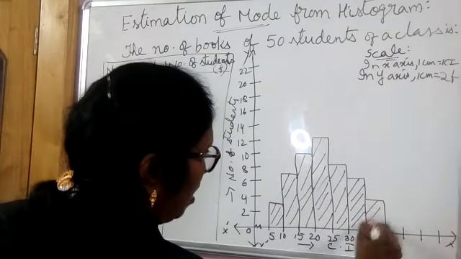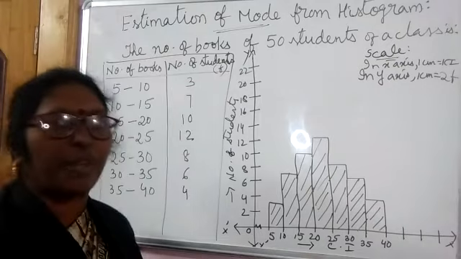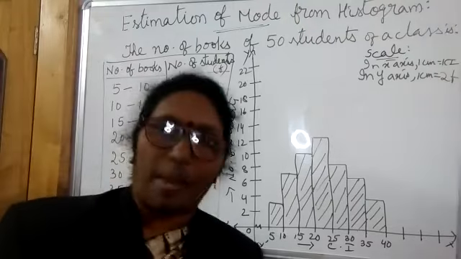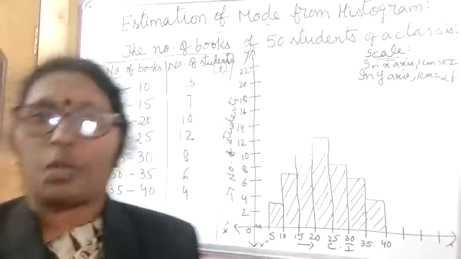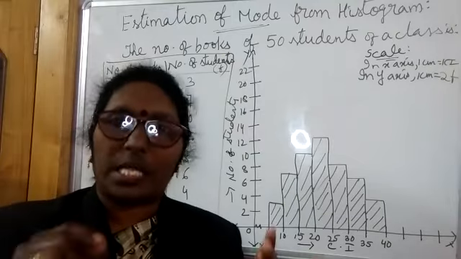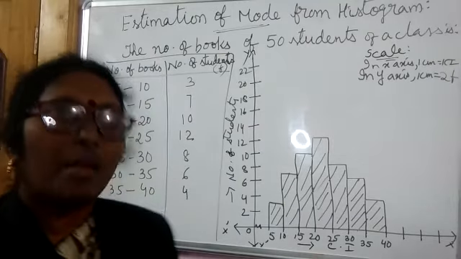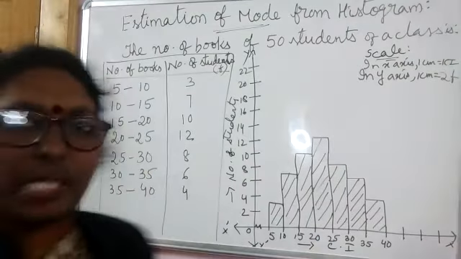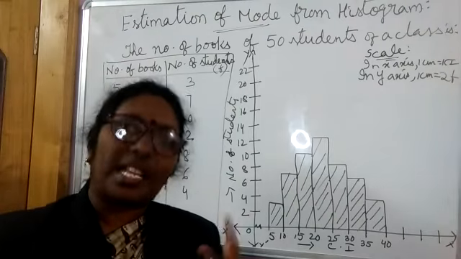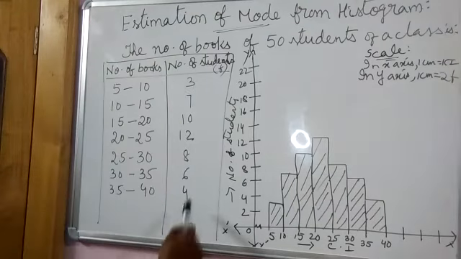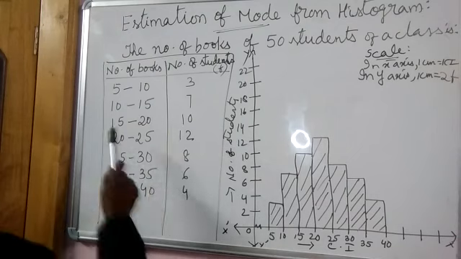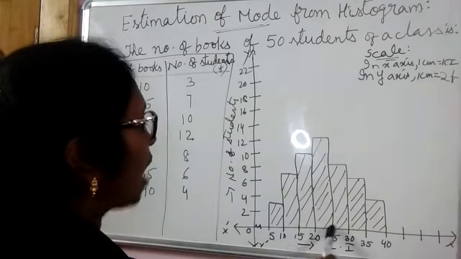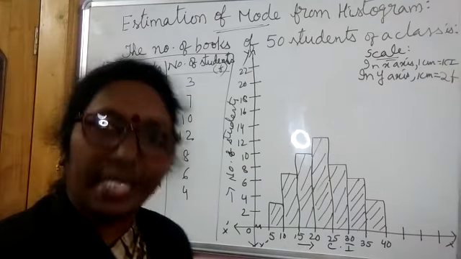The histogram is constructed. But now we want to find the mode from the histogram. How to find the mode from the histogram? When I explained mode, I told you that by seeing the data, we cannot say exactly what the mode is. But we can find the modal class. The class interval having the maximum frequency is the modal class, and that class interval has the mode. Here you see the highest frequency is 12. So 20 to 25 is the modal class. So we will have the mode in between 20 and 25.